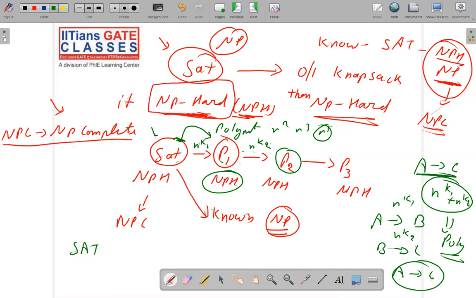So this is how SAT can be reduced into P1, P2, and P3. So all these will be NP hard. This is the rule: if an NP hard problem is reduced into a given problem P, then this will also be an NP hard problem.